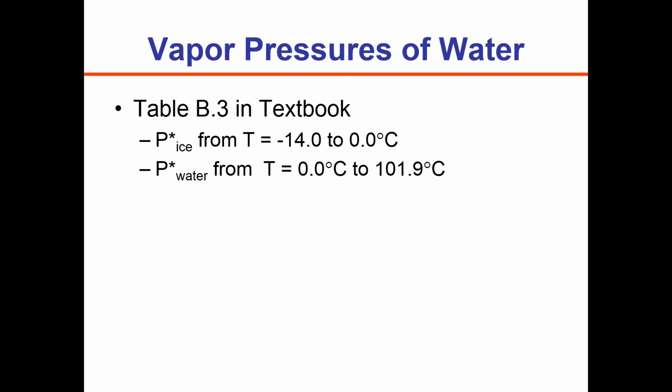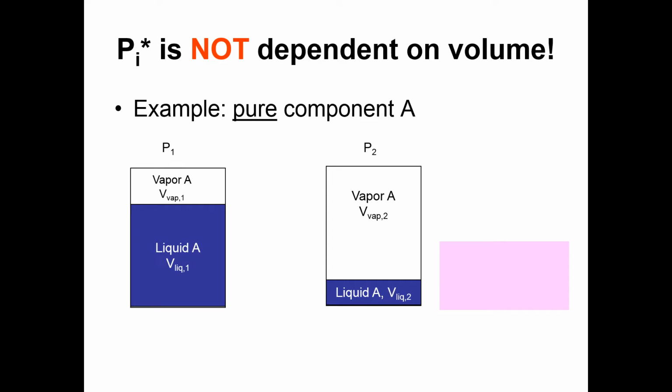So let's look at, for example, table B3 in the textbook, and for ice, we'll have it in that range, and then it's going to be water in that range. Ice and water will both have vapor pressures, and we can look those up. So let's do this example then. What's going to be the difference in vapor pressure for this one versus this one? If we have less liquid here, what will the pressure be? Pressure 2 versus pressure 1.